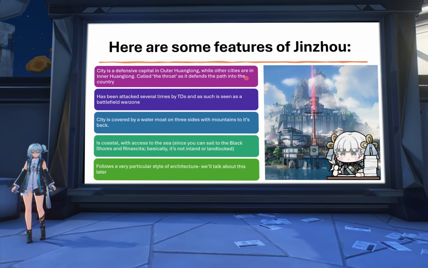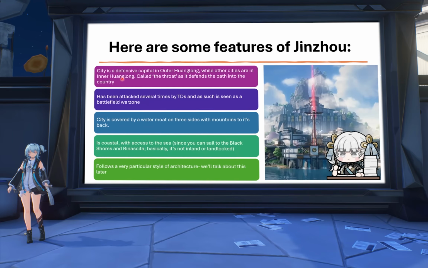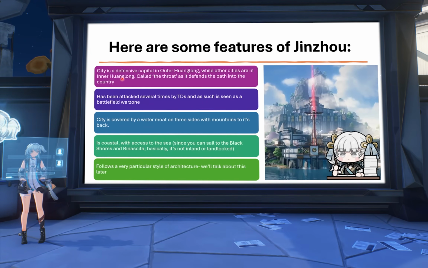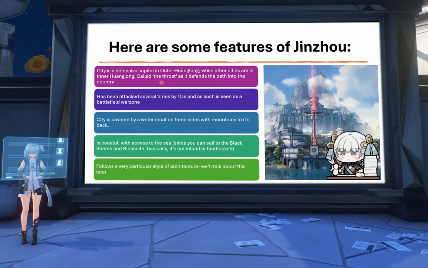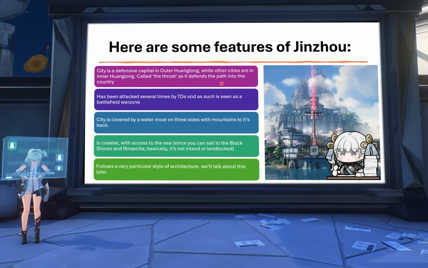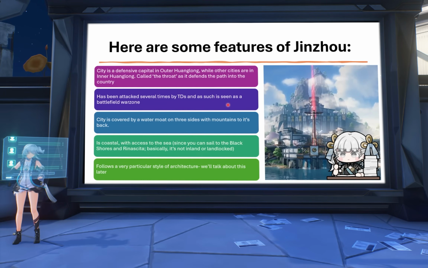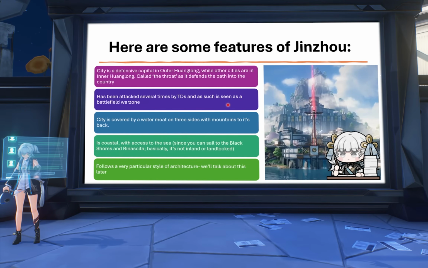But Jinzhou is the defensive capital of Outer Huanglong, and Outer Huanglong only has Jinzhou, right? Because every other city in Huanglong is in Inner Huanglong. And one thing that's very important is that several times in the lore, Jinzhou is called the throat of Huanglong as it defends the path into the country. You can look at that, for example, in the map lore, it says it several times. And because of that, it's been attacked by TD several times, and it's kind of like a battlefield war zone. That's why they literally have a Fractsidus of war, or Overthrax, right?